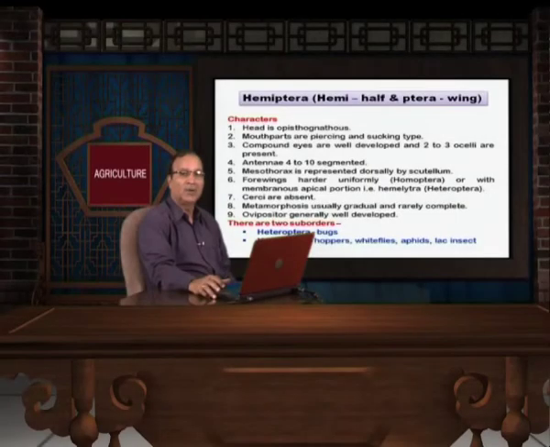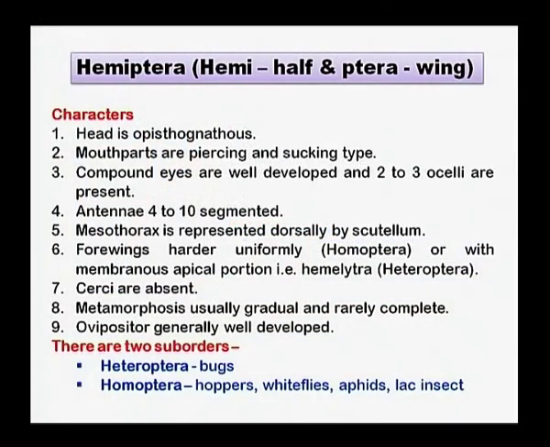The third important order of agricultural importance is Hemiptera. Hemi means half and ptera means wings. Here the characters are: head is opisthognathous type. It means the head is bent downward. Mouth parts are piercing and sucking type.